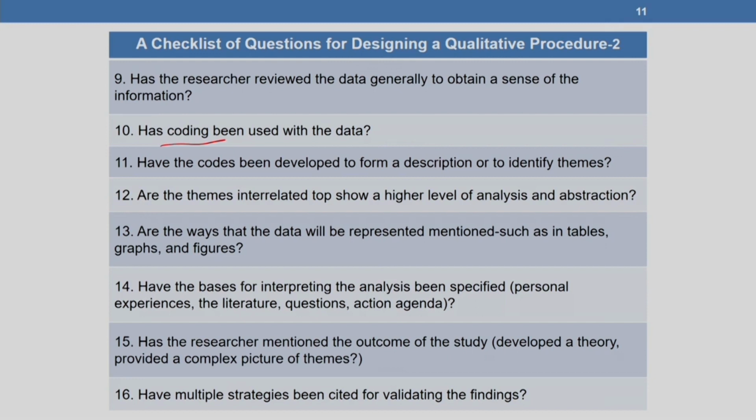Have multiple strategies been cited for validating the findings? So, this in a nutshell is how we can design a good qualitative research project, whether it is for your dissertation, or for a research, or for a government sponsored project or a privately sponsored project. These are some of the generic steps, and of course, there are specific issues pertaining to each of the steps, which can be probed further by the students through the references that I have given at the end of this lesson.